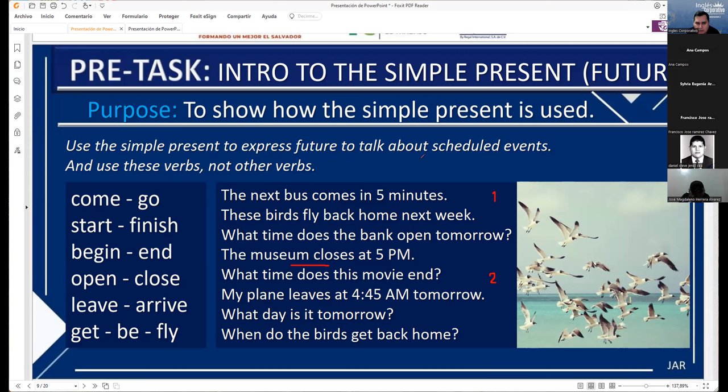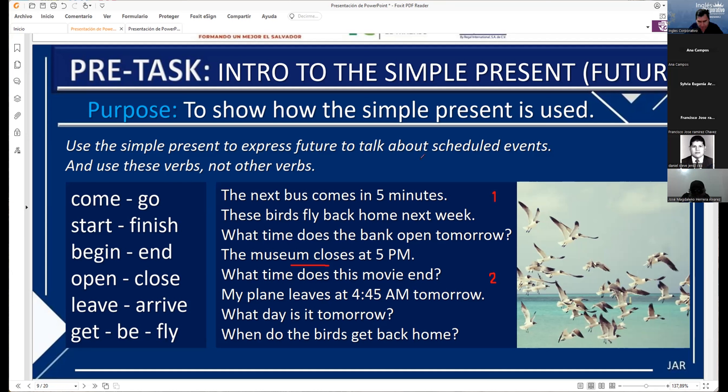These birds fly back home next week. What time does the bank open tomorrow? The museum closes at 5 p.m. Okay, thanks, Dani. Now, Silvita, go ahead. What time does this movie end? My plane leaves at 4:40 a.m. tomorrow. 4:45 a.m. tomorrow. What day is it tomorrow? When do the birds get back home?